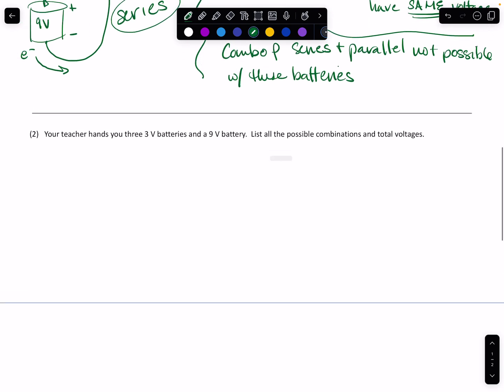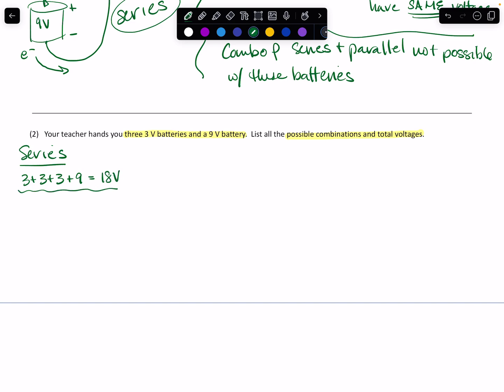All right, so let's slide down to this one. This time the teacher hands us three 3-volt batteries and one 9-volt battery. List all the possible combinations and total voltages. So I'm going to start with series. I'm not going to draw these, I'm just going to write them out. I could put them all together, so put all of them in series. That's going to give me a total voltage of 18.